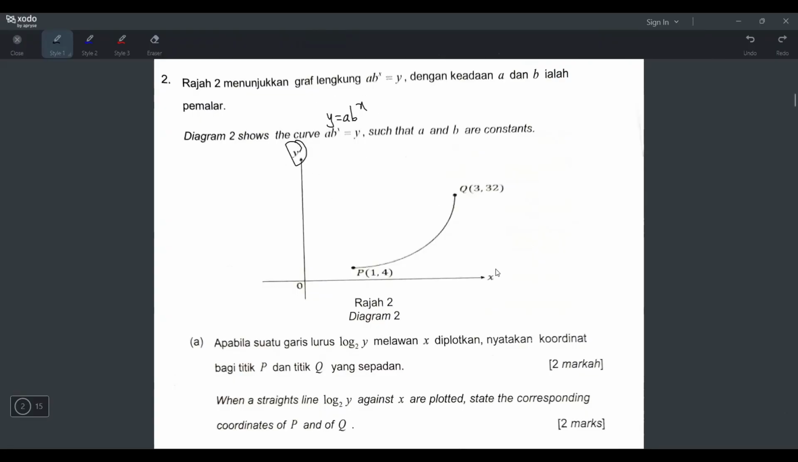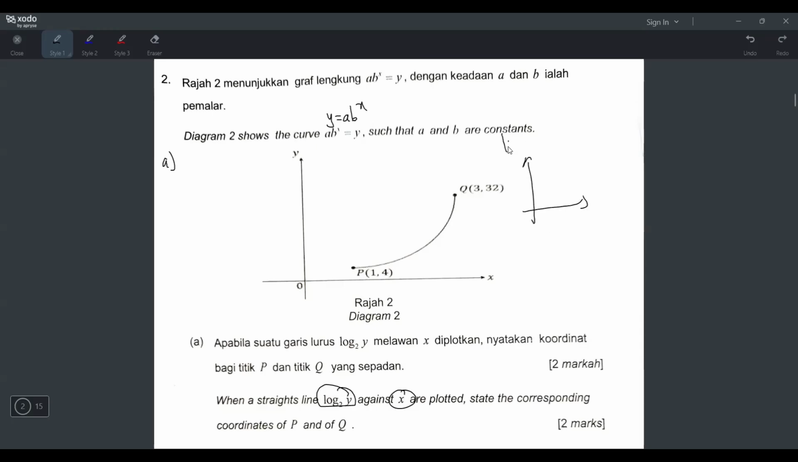And also you can look at the axis here, it's y against x. So yeah, it's not in linear form, okay? So let's see what A says. When a straight line log y base 2 against x is plotted, state the corresponding coordinates p and q. So I think when you plot log y base 2 against x, you will get a straight line.